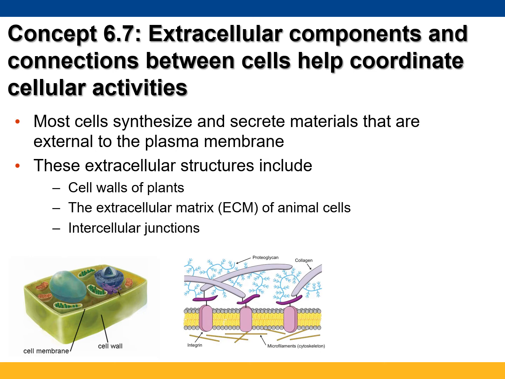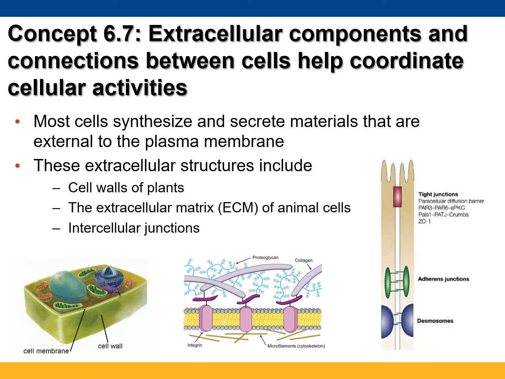And it depends on the tissue, depends on the function of the tissue that drives what kind of material we have in the extracellular matrix. And then we have intercellular junctions, and we have three major ones: tight junctions, desmosomes, and what are called adherens junctions or communicating junctions.